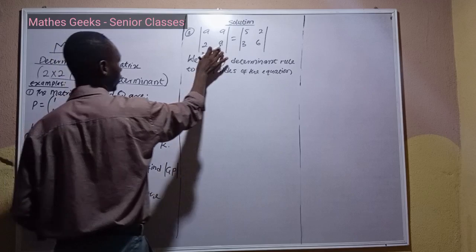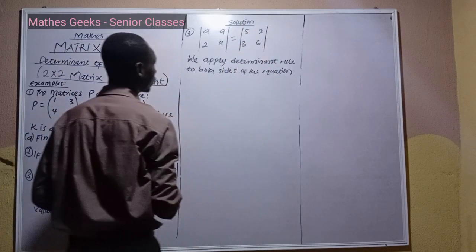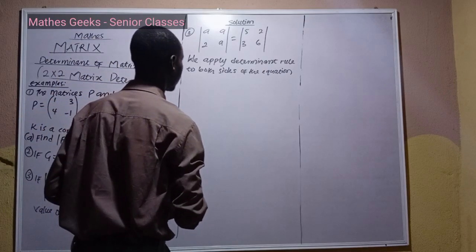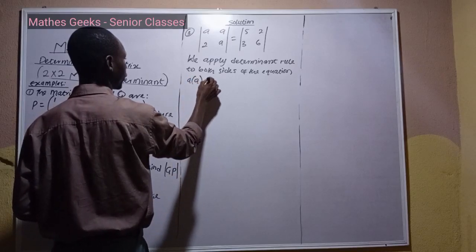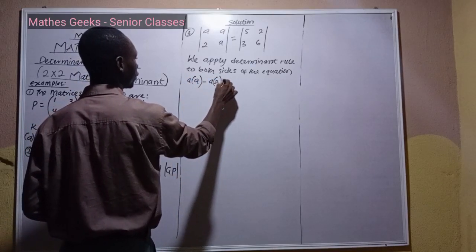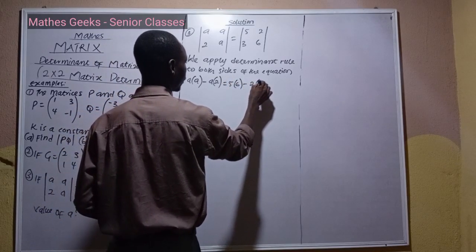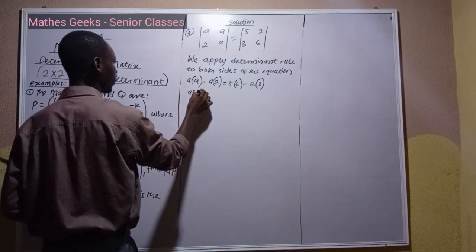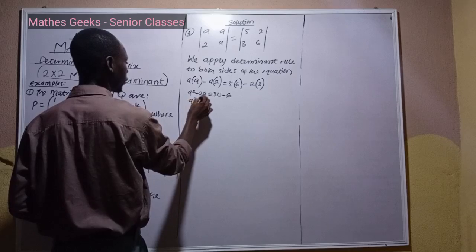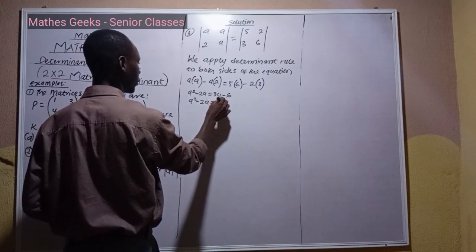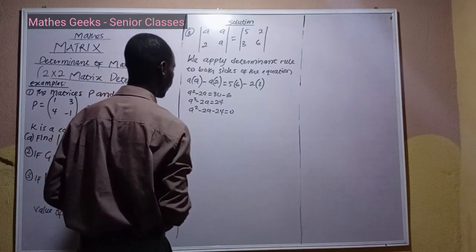So we apply the determinant rule here, and also here, because the straight bracket indicates a determinant. So E times E minus 2 times 1 is equal to 5 times 6 minus 2 times 3. E squared minus 2E equals 30 minus 6, which is 24. So E squared minus 2E minus 24 is equal to 0.